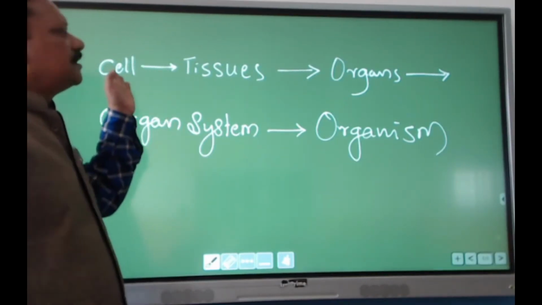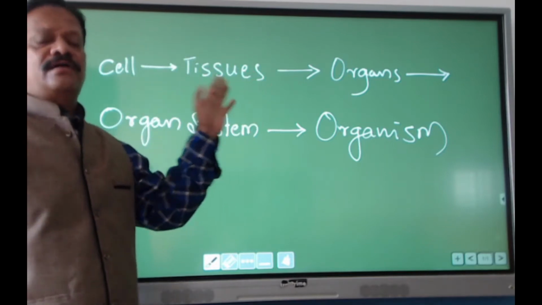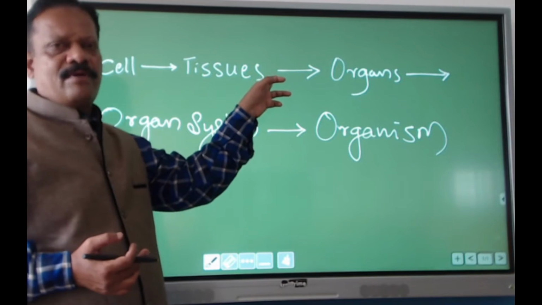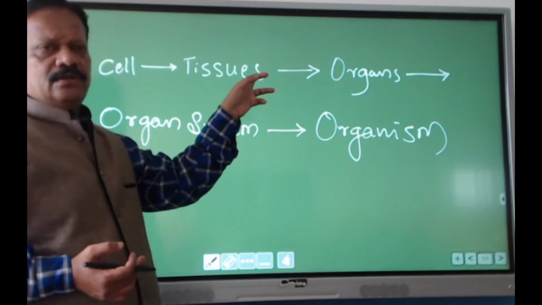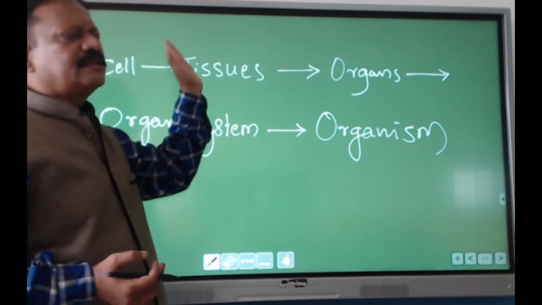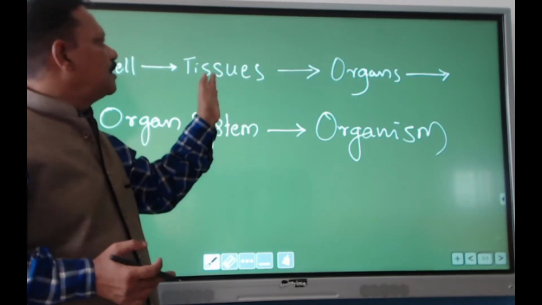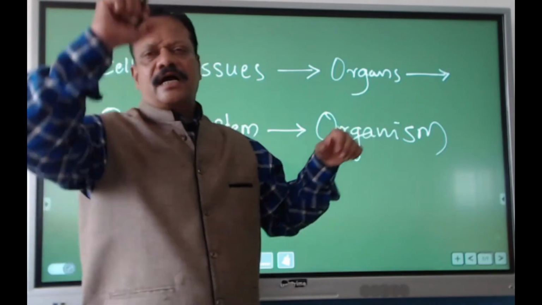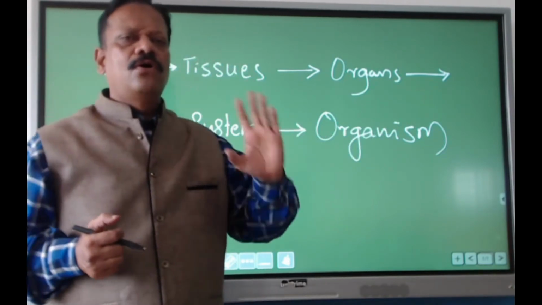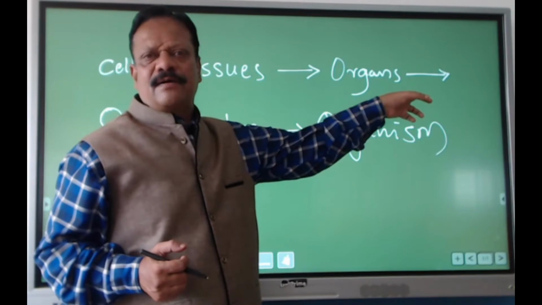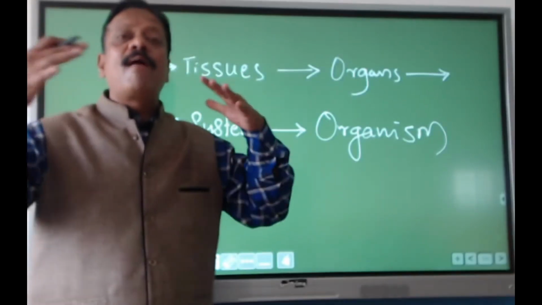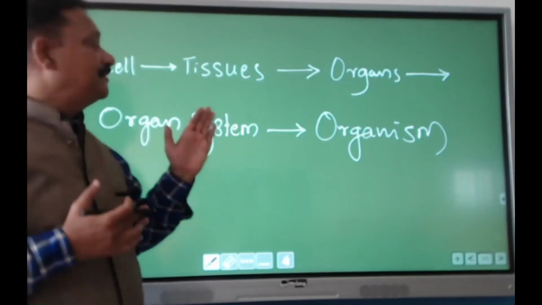Now the cells they combine together. So the cells combine together to form tissue. Now tissues all together they are forming organs: hand, leg, eye, ear, nose. So like this the organs are produced. And these organs together they combine to form the organ system.